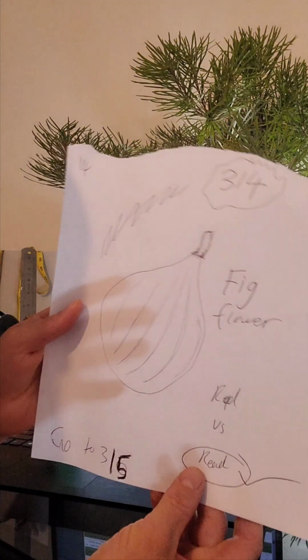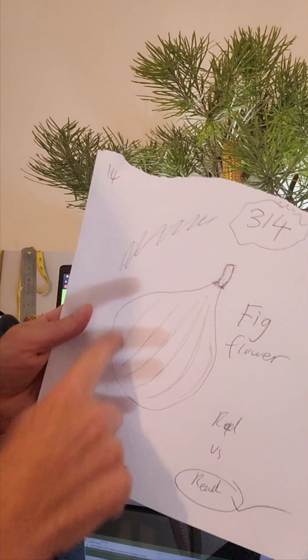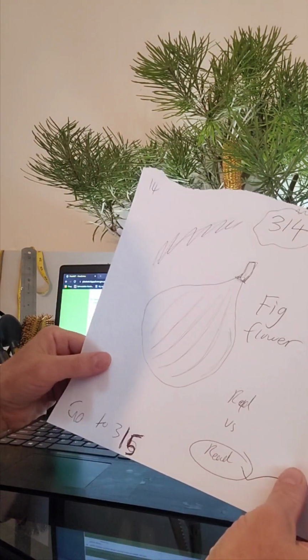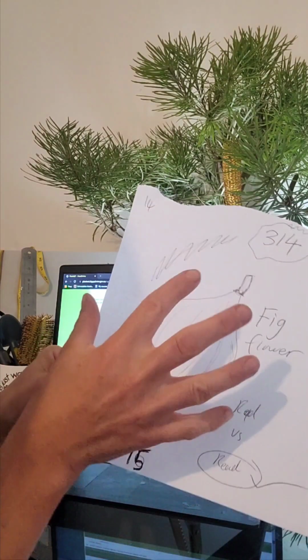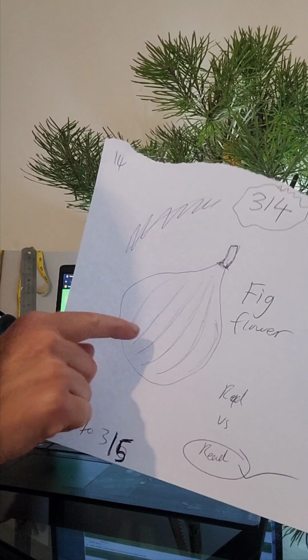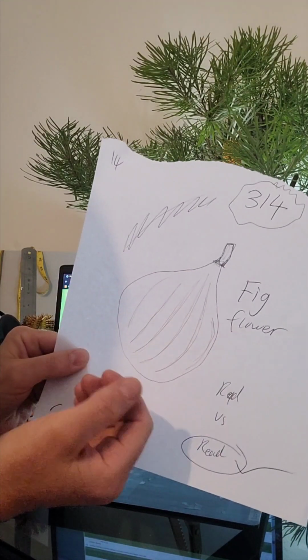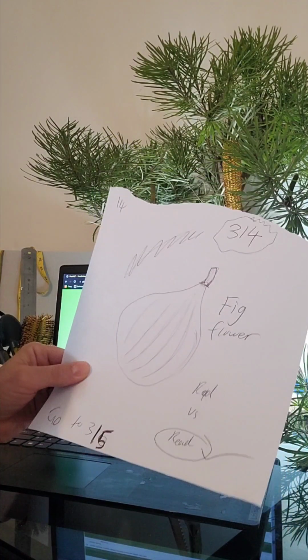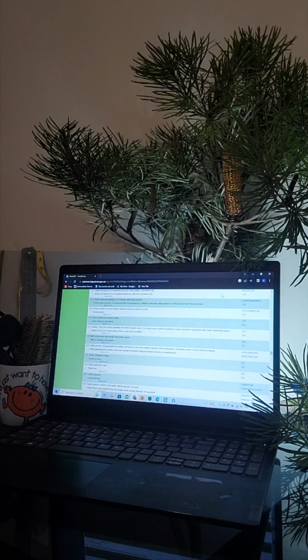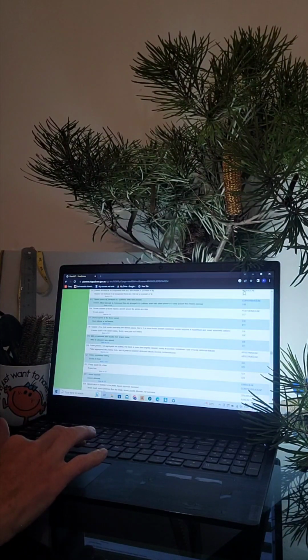Here's a little picture here. This actual little picture I drew here is what the flower of a fig looks like in an invaginated floral axis. It's all on the inside, so you don't see any of the flower on the outside. Everything is blooming on the inside. So it's like a little capsule flower. It's a syconium. Okay, so we're going to go to 315.